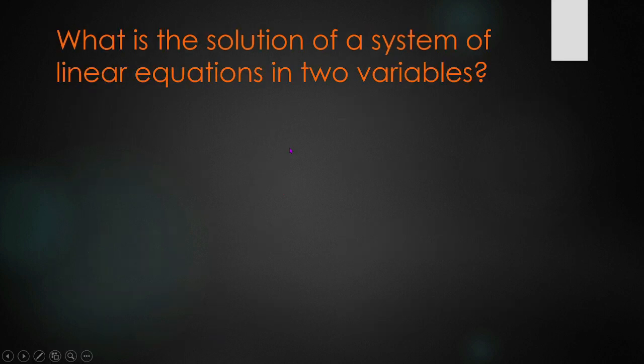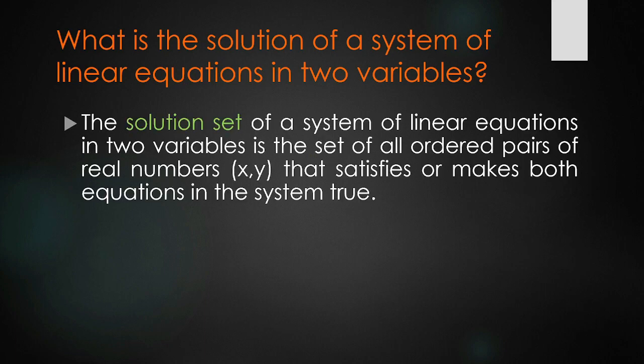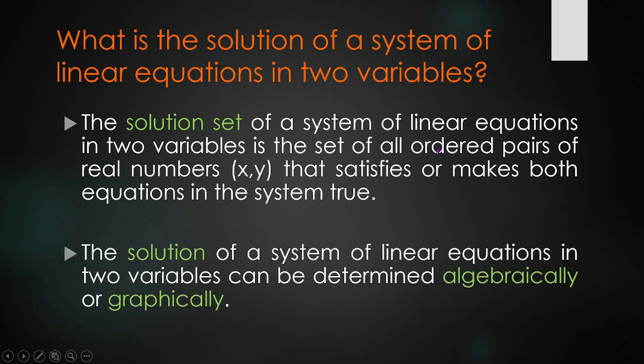Now that you have already learned how to illustrate systems of linear equations in two variables, we are going to discuss its solution. So how do we define the solution of a system of linear equations in two variables? The solution set of a system of linear equations in two variables is the set of all ordered pairs of real numbers x, y that satisfies or makes both equations in the system true. The solution can be determined algebraically or graphically.